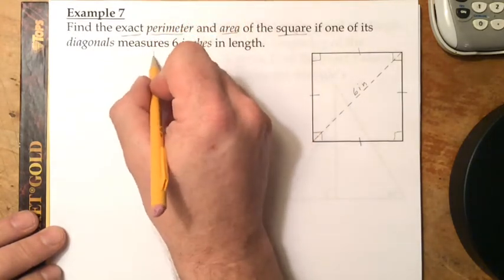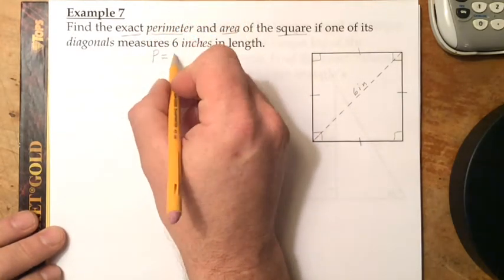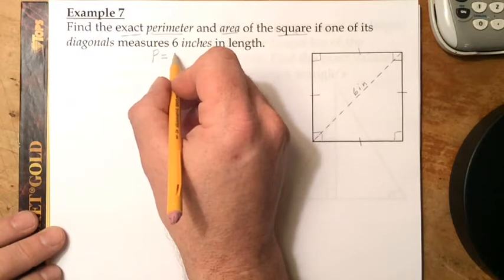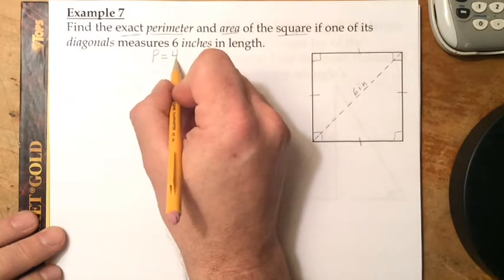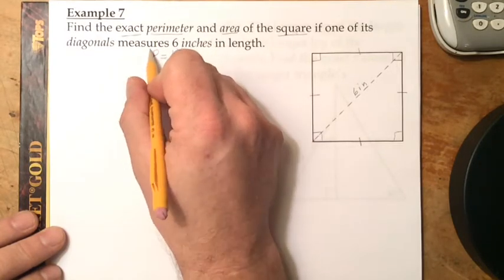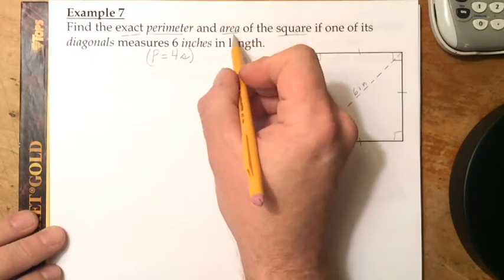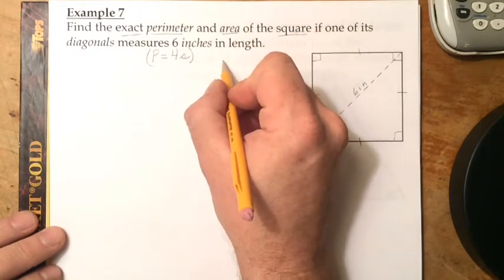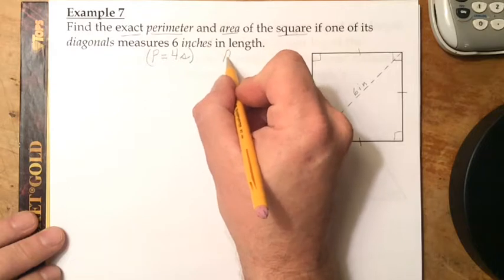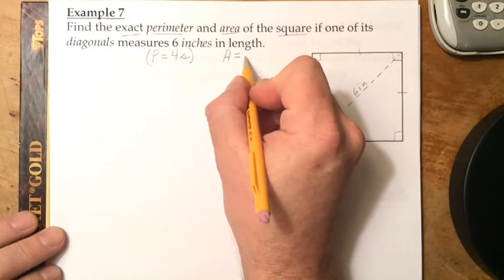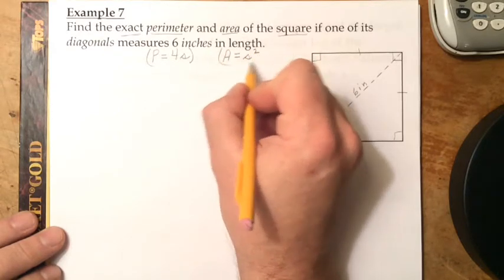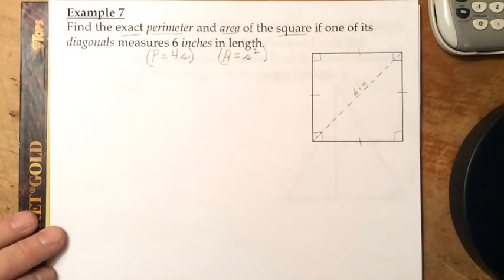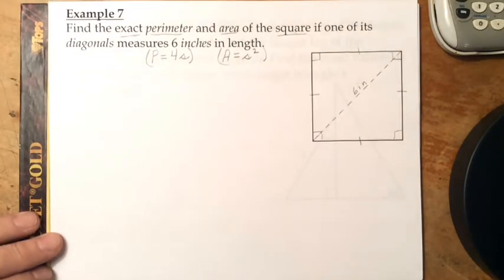Remember, recall that the perimeter formula for a square, you can use 2L plus 2W, but it's simpler to use 4 times the length of a side. And the area formula for a square, you can use length times width, but it's simpler, I think, if you use A equals side squared. So we'll use those at some point.